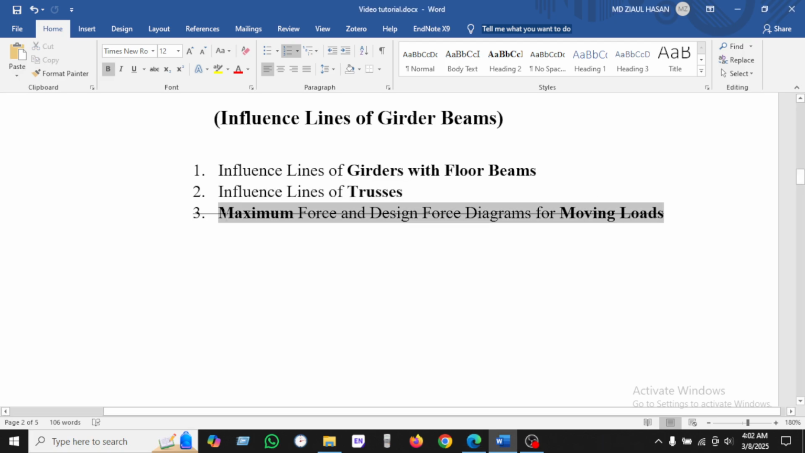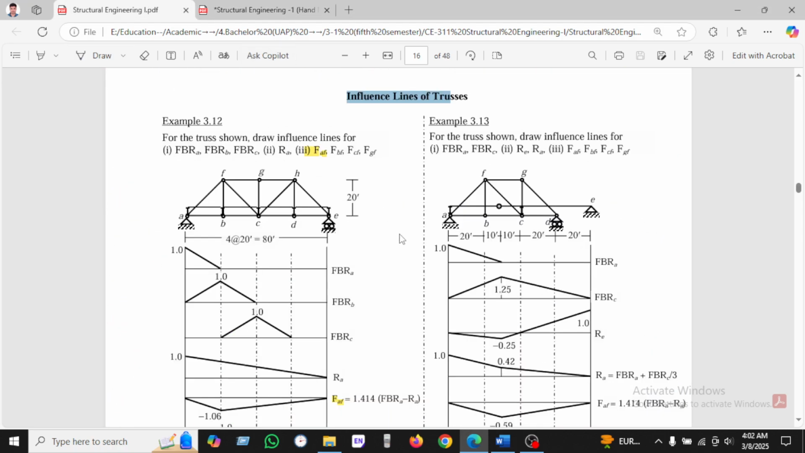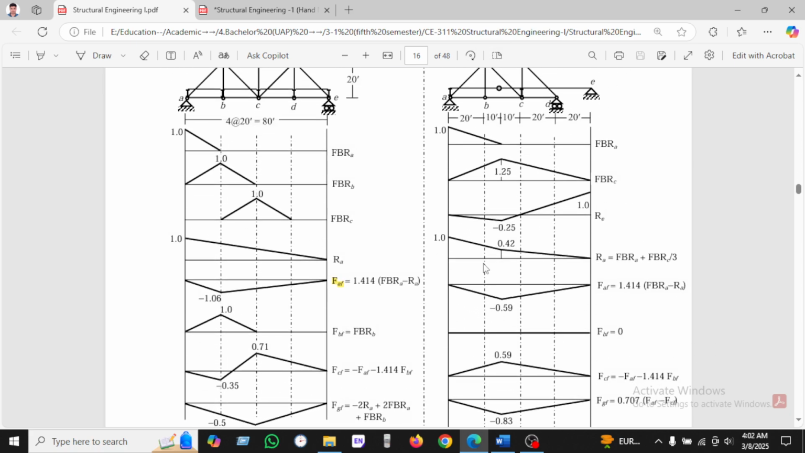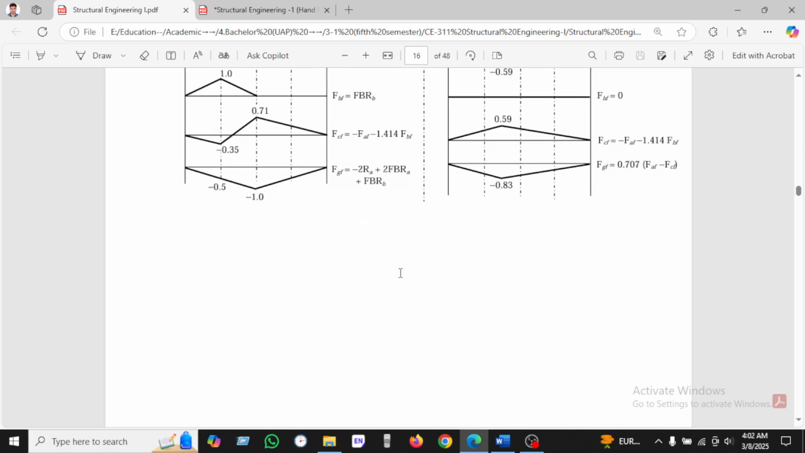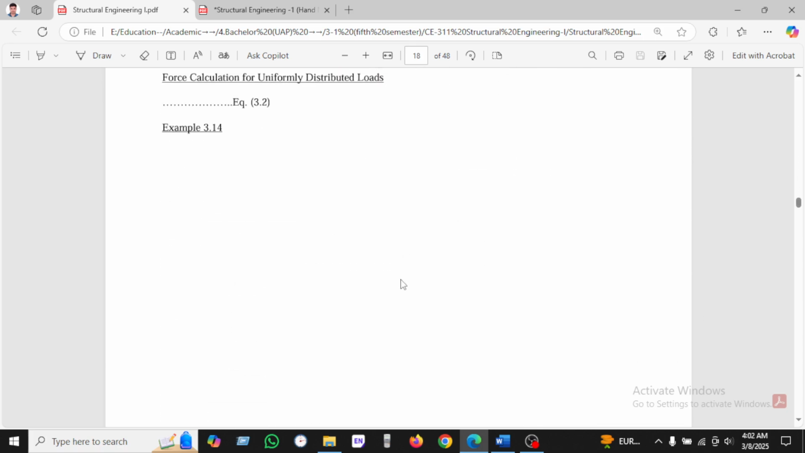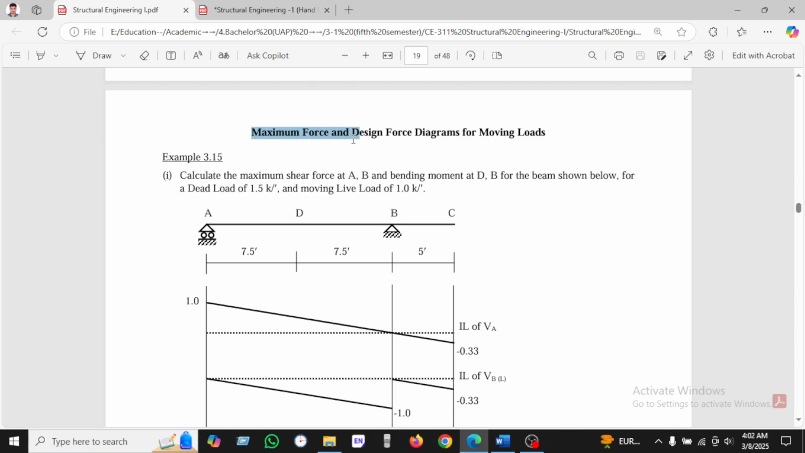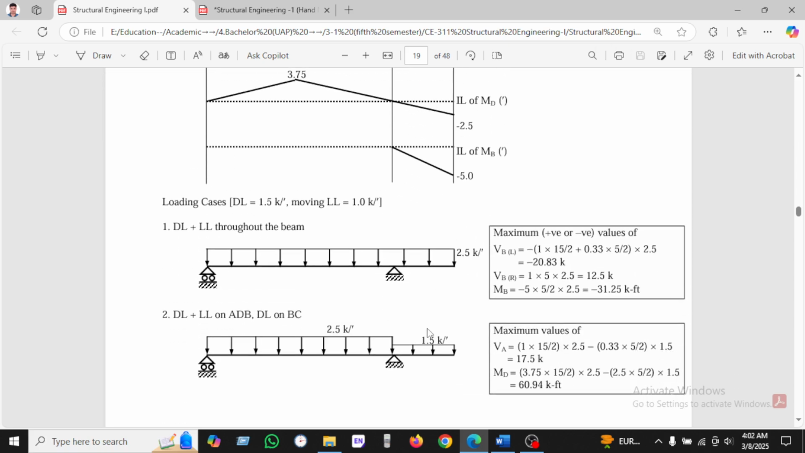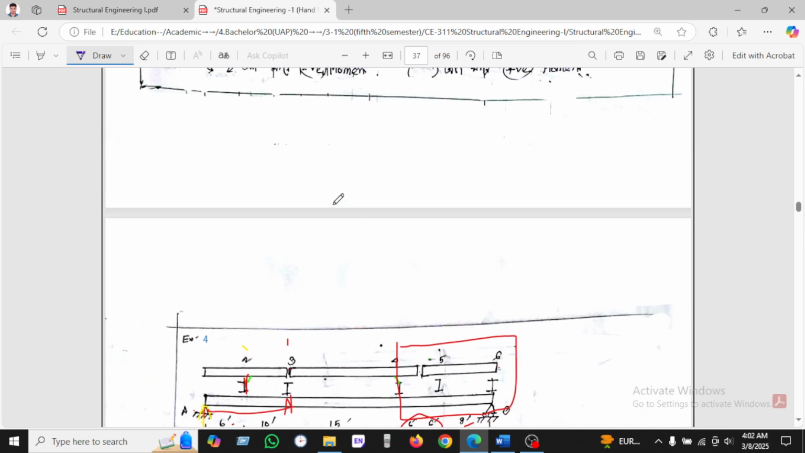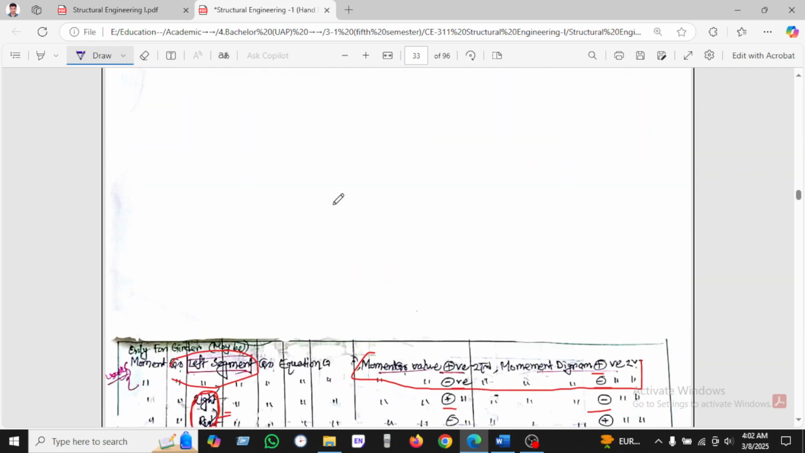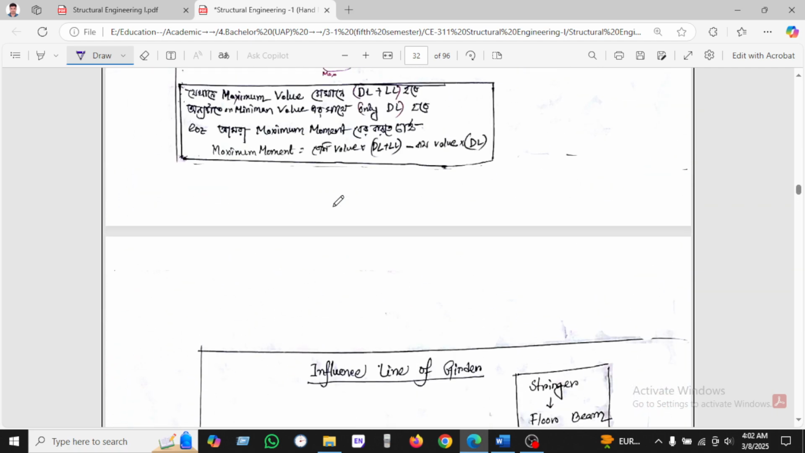Now we'll see how we calculate the maximum force and design force diagram on moving load. Okay, let's see. So you can use the influence line of the truss. You can see here Professor Dr. Ittiba Anams are also written here. You can follow this. Now we can see here the maximum force diagram of moving load.